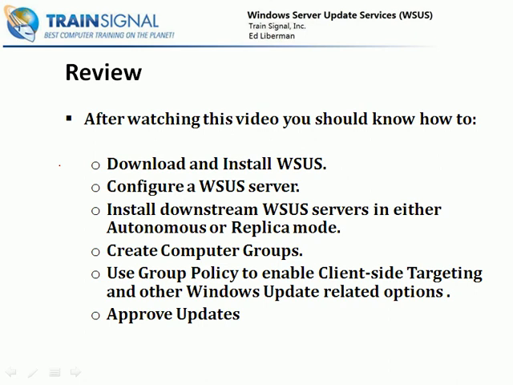Okay, that pretty much wraps it up for this video. And at this point, you should now know where to download and how to install WSUS. You should know how to go through the configuration wizard and set up the WSUS server. You should also know how to install or configure downstream WSUS servers in either autonomous or replica mode, remembering that autonomous means that you will synchronize from the upstream WSUS server, but approvals will be done separately, versus replica mode, you synchronize and receive the approvals from the upstream server.